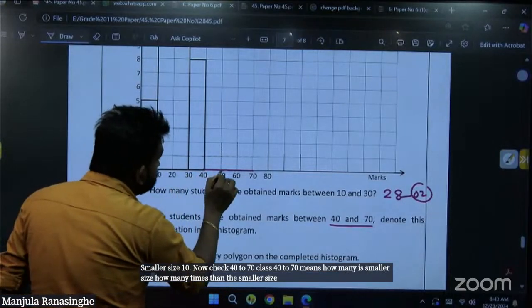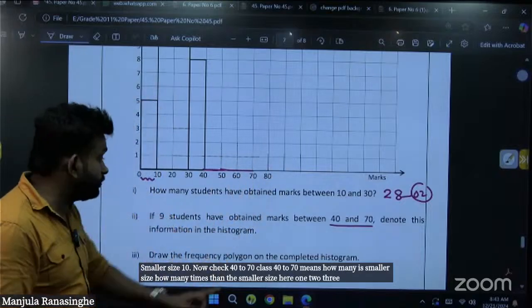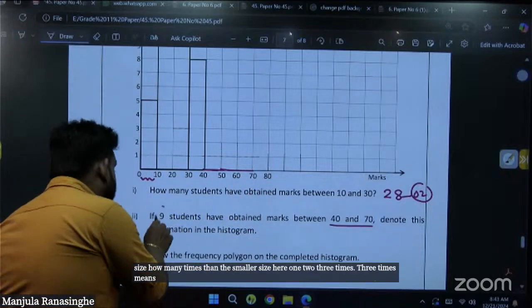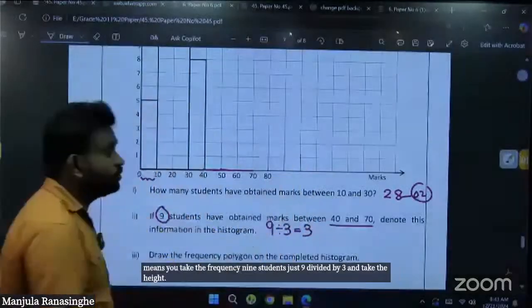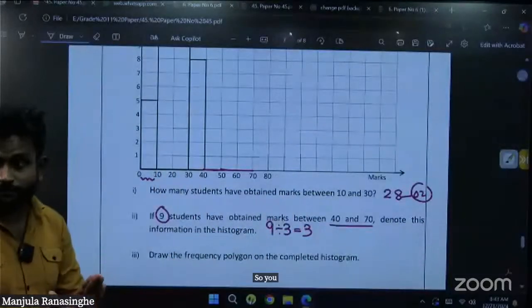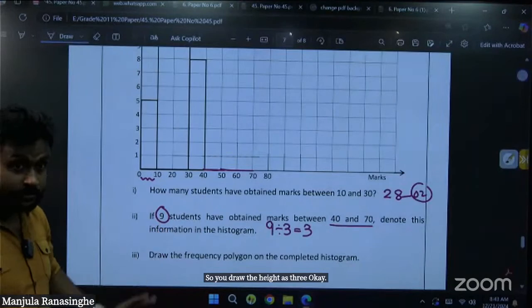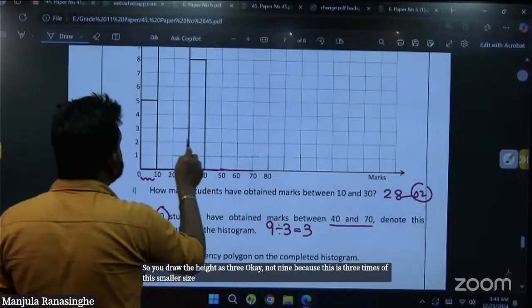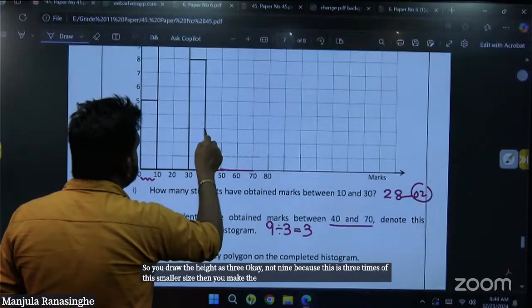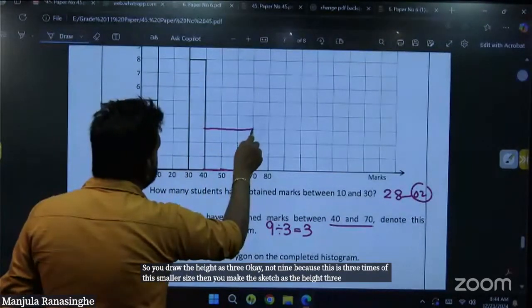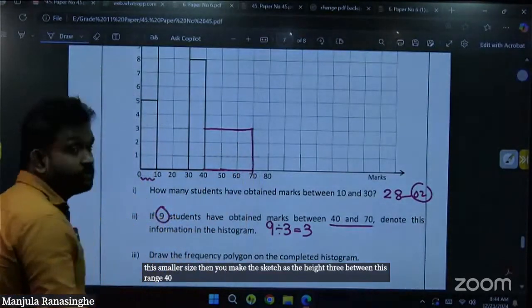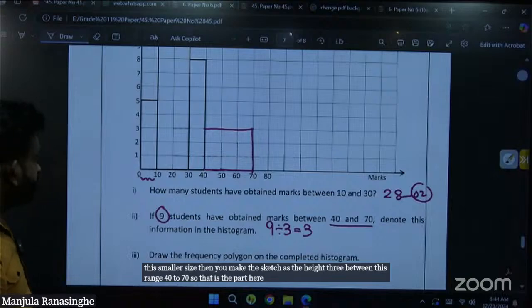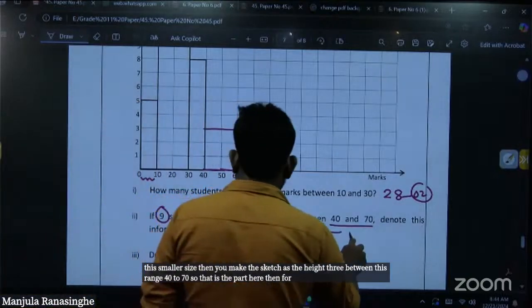Here 1, 2, 3 times. 3 times means you take the frequency 9 students and divide it. So you draw the height as 3, not 9, because this is 3 times the smaller size. Then you make the sketch with height 3 between this range 40 to 70. So that is the part here. For that drawing, you have another 2 marks.